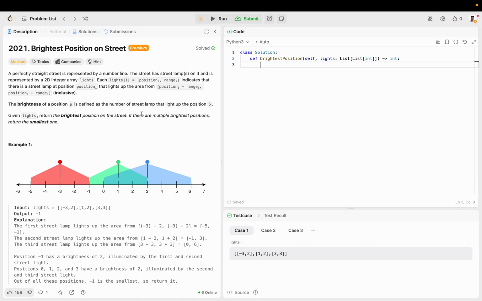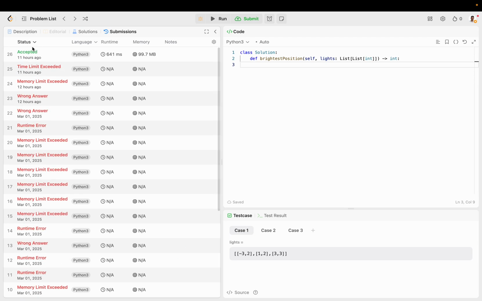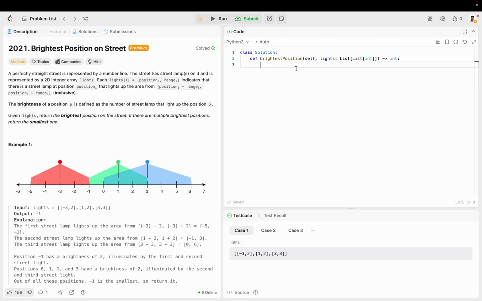Hello everyone. Today let's go over a premium medium question that I just solved on my own. I actually struggled with this quite a bit until today. I was able to play around with it and notice something that I didn't need, and that got over the memory limit exceeded error, so I'm pretty happy about that. So let's review it. This one is called Brightest Position on Street.